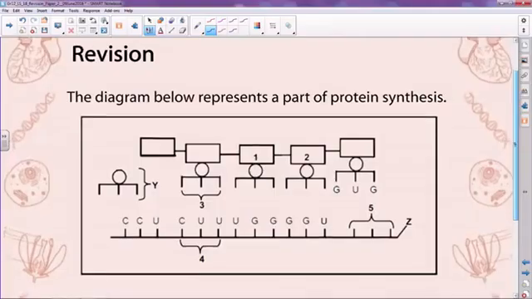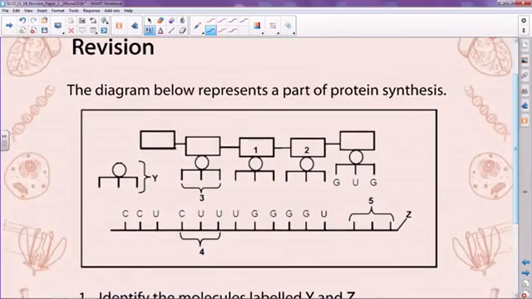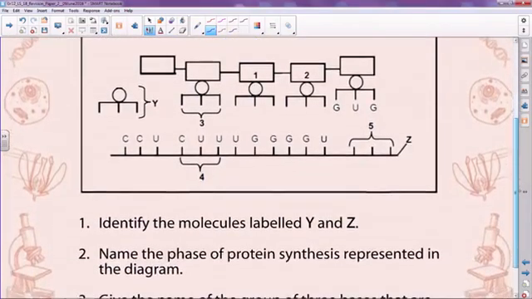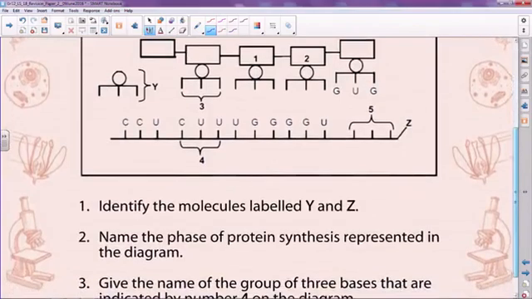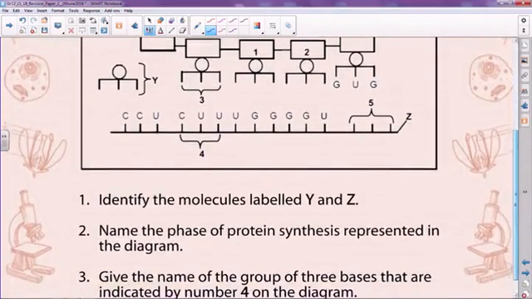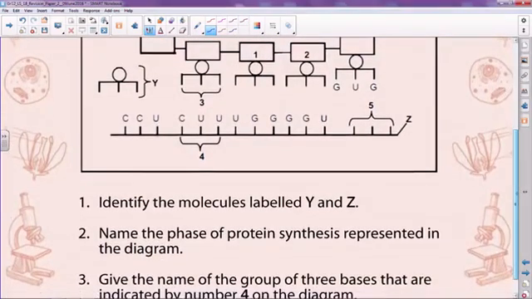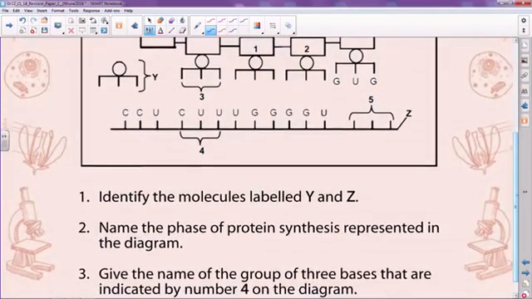Welcome back. Let's have a look. I've got some new questions for you. It just says here, the diagram below represents a part of protein synthesis. I'm not giving it away, so you've got to concentrate and have a look. There are three questions. Let me bring it down a little bit lower so you can fit it all in.